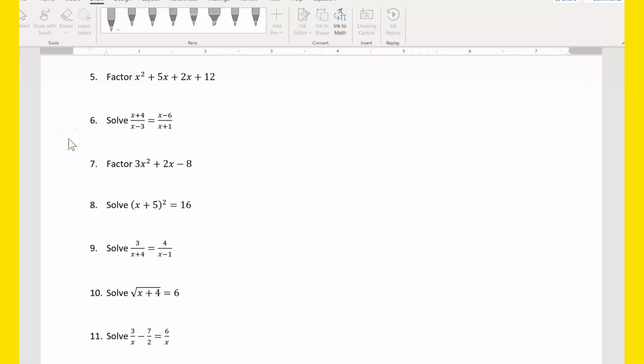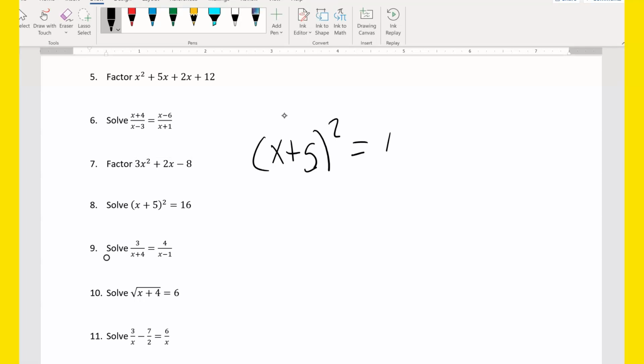Okay, number 8. The way that I would do number 8 is I would go ahead and do the square root method. So I'm just going to get x by itself by taking the square root of both sides. So x plus 5 squared equals 16. I will get rid of that squared exponent by taking the square root of both sides. That cancels out. So I'm left with x plus 5 equals.